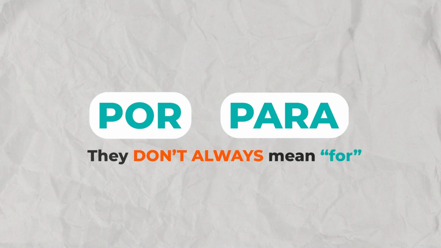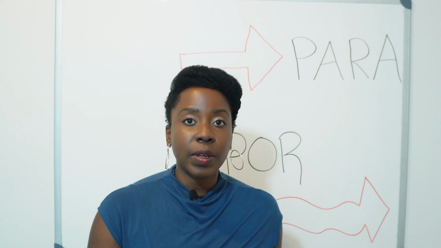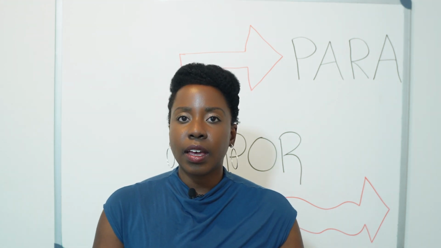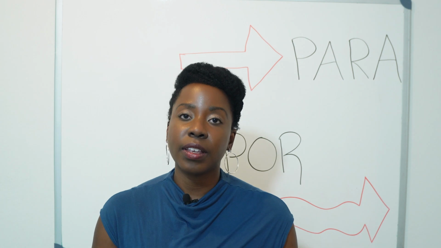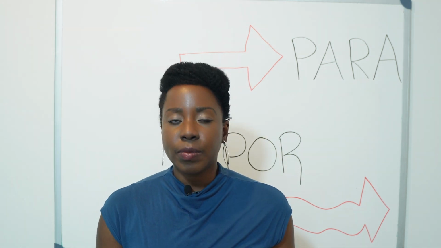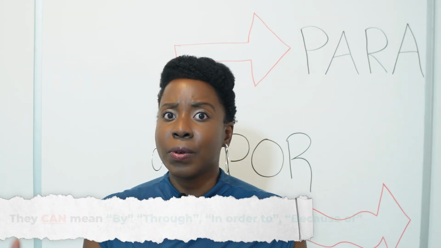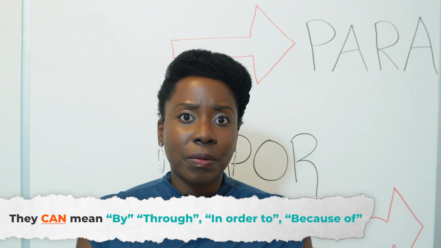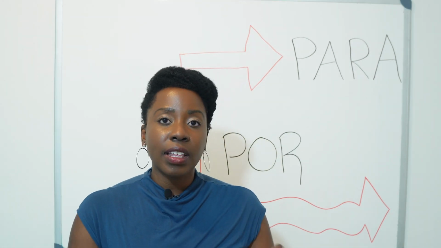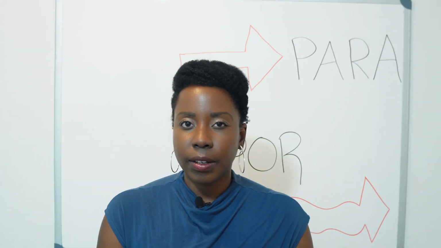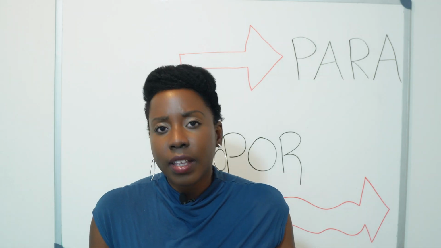All right, the first thing that I want you to understand with por and para is that they don't always mean for. A lot of the confusion amongst English speakers comes into play because we think that por and para always mean for, and we're like, well, which one do I choose when I want to say for in English? They don't always mean for. They can mean by, through, in order to, because of, like so many other things. And so that's the first thing that we have to kind of unlearn. They don't always mean for, but they do a lot of the times, okay?